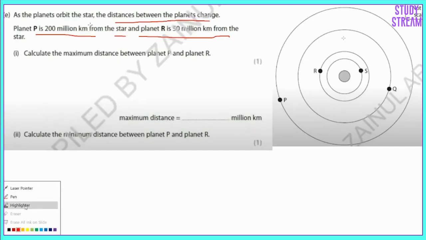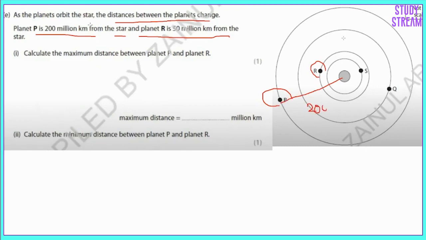Now, planet P has 200 million and planet R, this is planet P, planet R is here. Calculate the maximum distance between planet P and planet R. So how to get that? 200 minus 50. Wait, this distance is the distance between the planets, right? From the star, sorry. So that is the distance from the star. Yes. 200 million, and then the other one is 50.